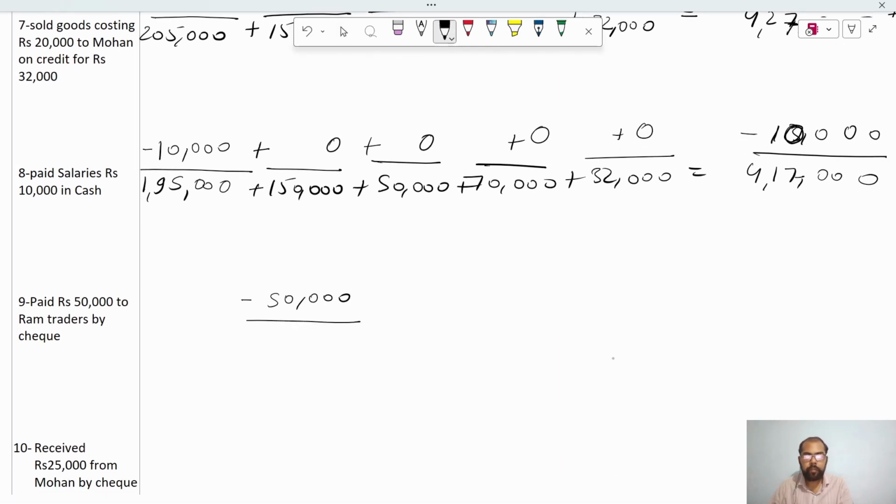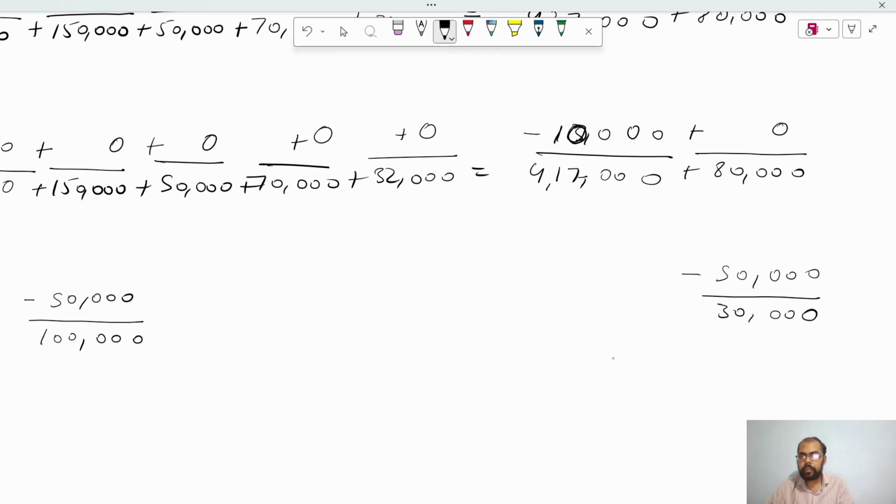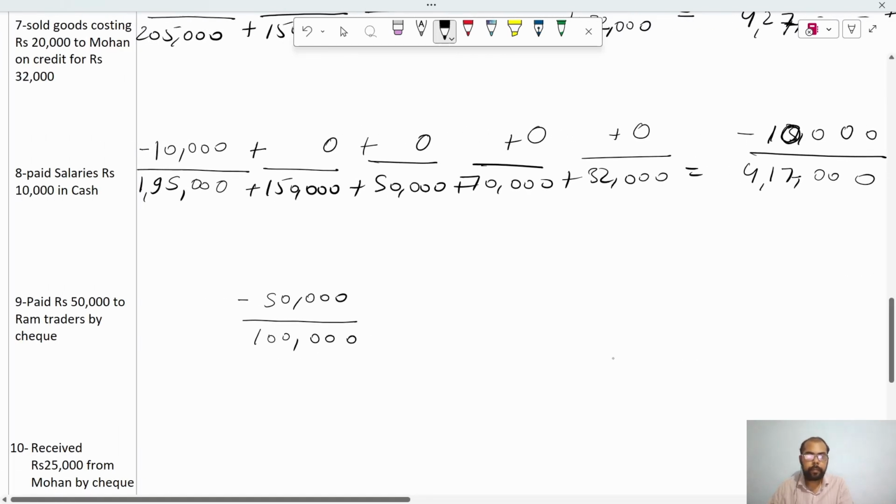However, we have to pay them rupees 80,000, but only the payment of 50,000 is made right now. So bank balance remaining is rupees 1 lakh, and creditor balance after paying 50,000 is rupees 30,000. And the rest of the items will remain same.